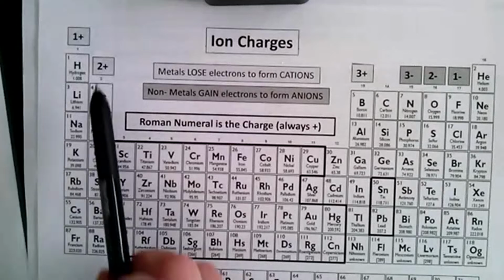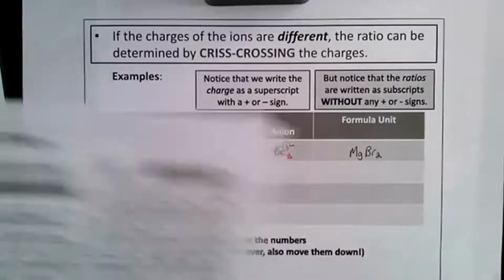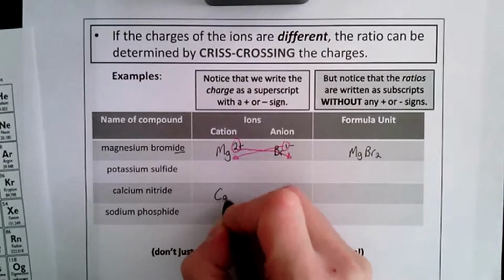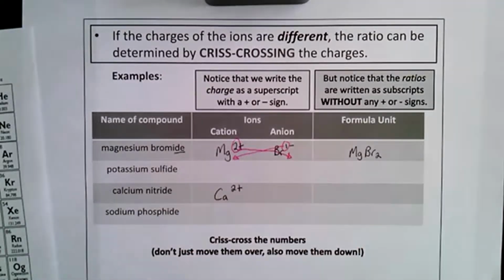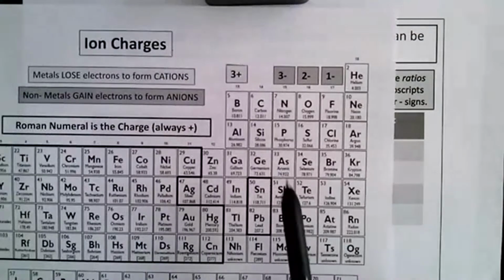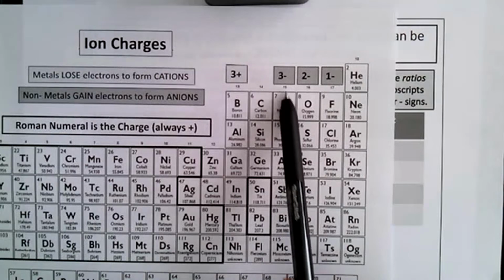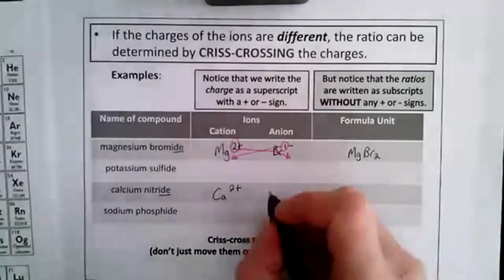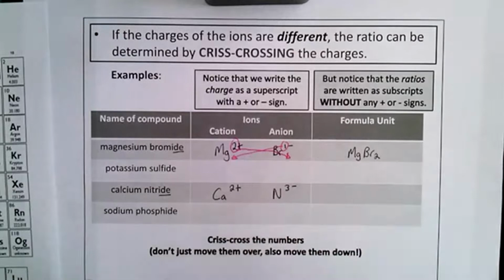Calcium here has a 2+ charge, so our cation is Ca2+. Nitride, nitrogen. We find nitrogen in the 3- column, so N3-.